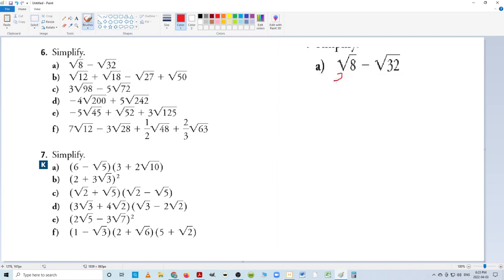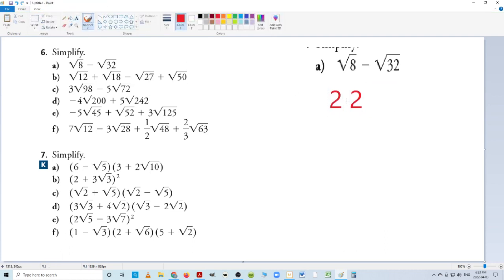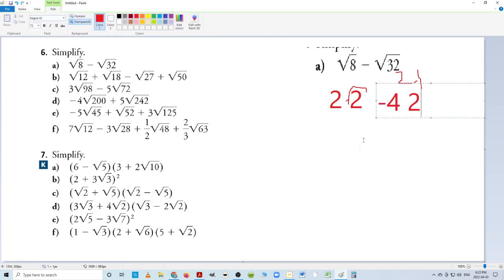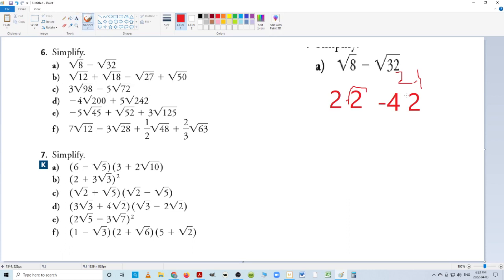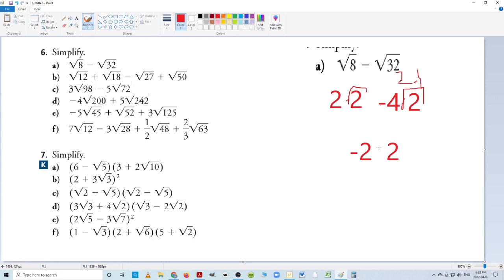Well, 8 is 2 times 4. The square root of 4 is 2, so I get 2 square root of 2. That's what square root of 8 becomes. And if I look carefully at 32, that's the same as 2 times 16, which means the square root of 16 is 4. So I got minus 4 times the square root of 2. And now suddenly their base is the same. So I have 2 apples minus 4 apples, and I have minus 2 apples. Or in this case, minus 2 times the square root of 2.